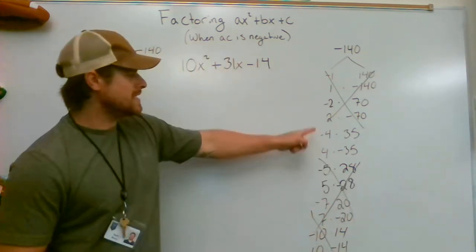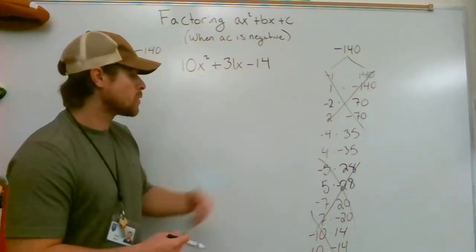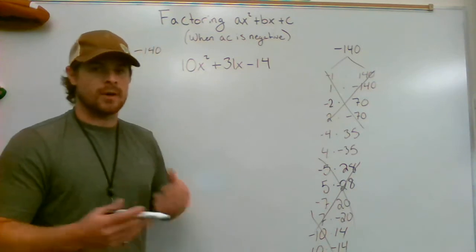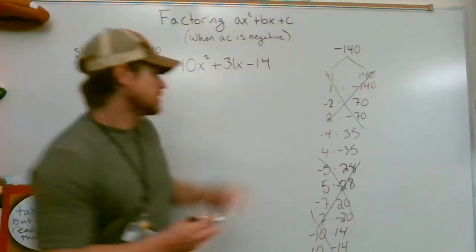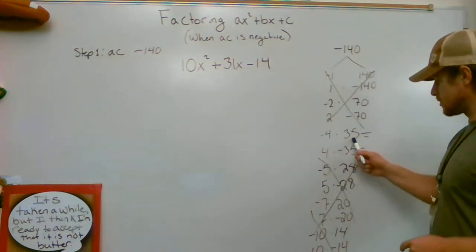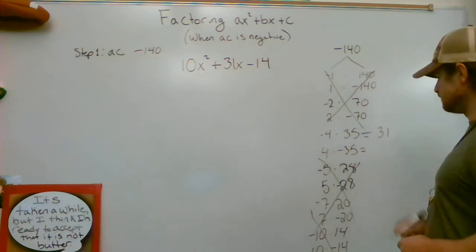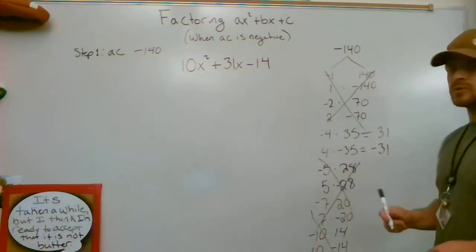But then you get to these two, negative 4 times 35, or 4 times negative 35. Now, which one of those is going to add together to make a positive 31? So you got to be careful there. Make sure you do the right one. Negative 4 plus 35 would make 31. 4 plus a negative 35 would make a negative 31. So see the difference.